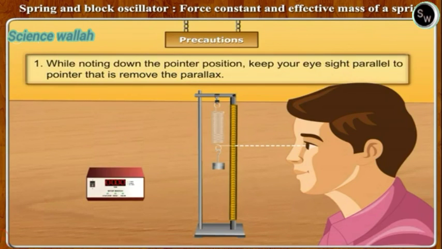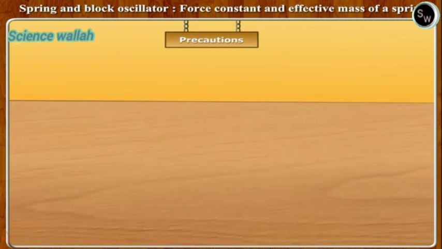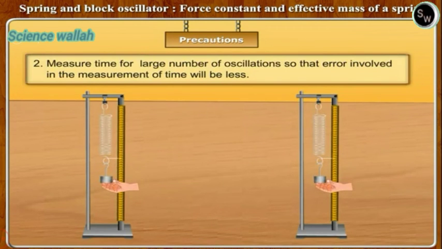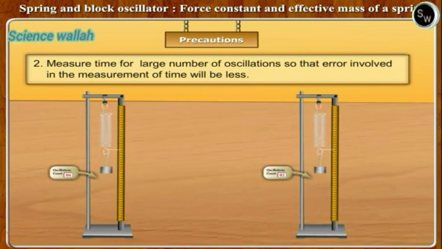Precautions. 1. While noting down the pointer position, keep your eyesight parallel to the pointer, that is, remove the parallax. 2. Measure time for a large number of oscillations so that the error involved in the measurement of time will be less.